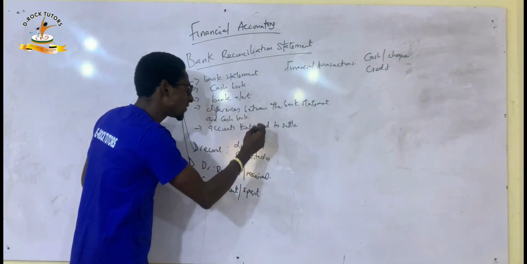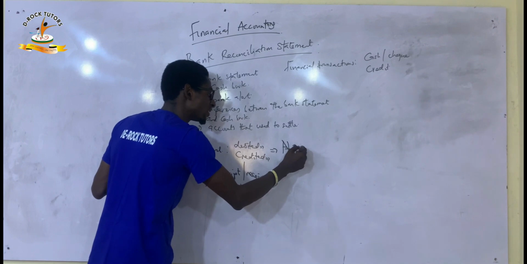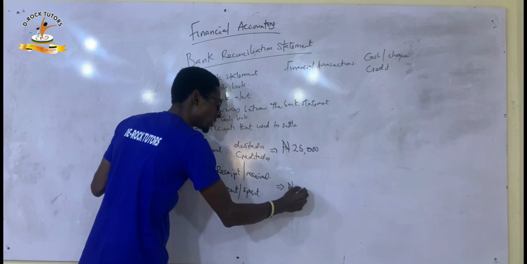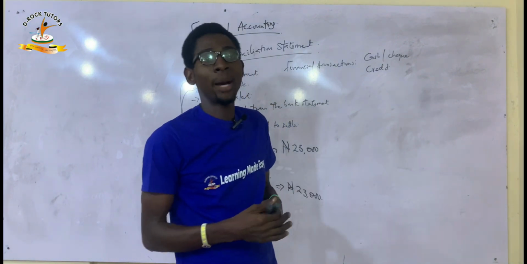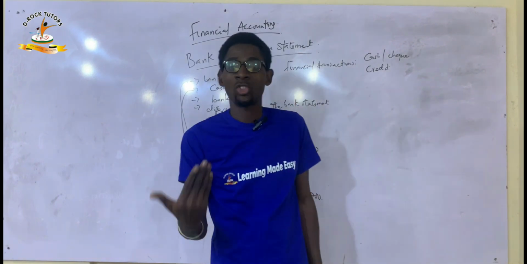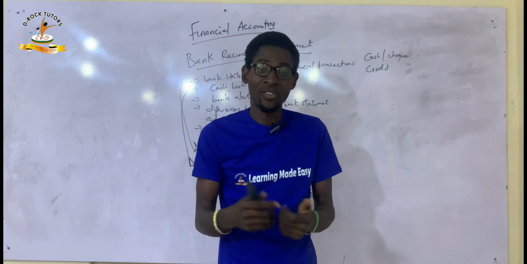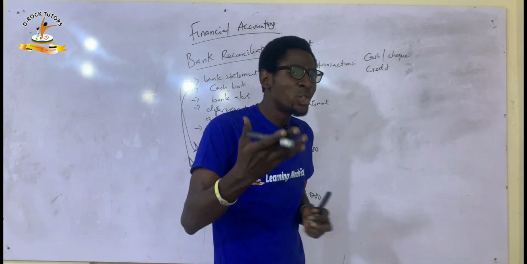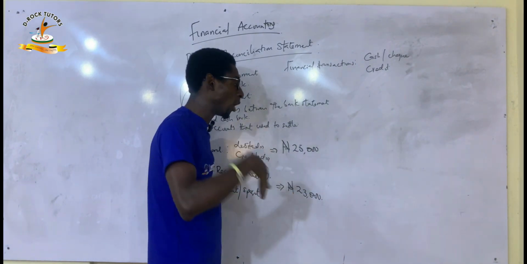Now, a situation whereby, let's assume that in your bank statement you have 25,000 naira, while in your cash book it is showing 23,000 naira. I believe that my viewers, my students at home, have seen a situation whereby, for those of us that have a bank account, at the end of the month you ask for your bank statement, for example, you press star, whatever, and they give you a bank statement, and you think you should have 23,000 naira, and they send you an alert of 25,000 naira.